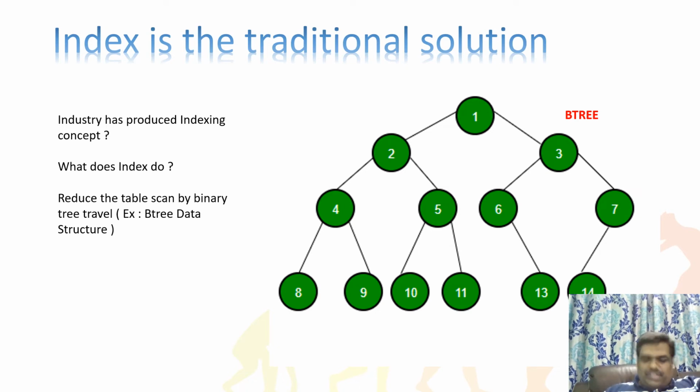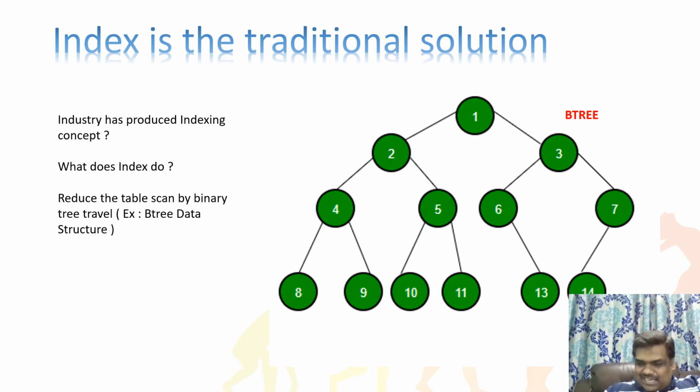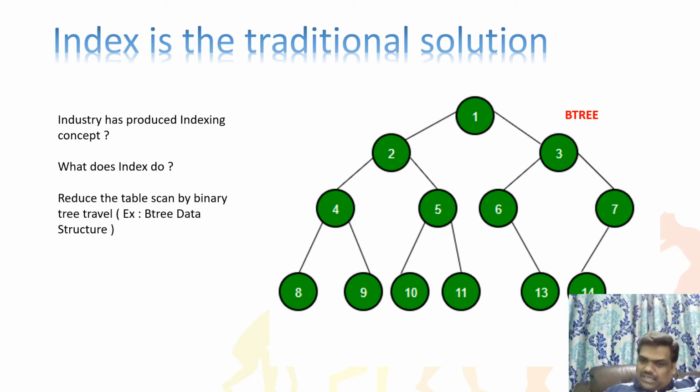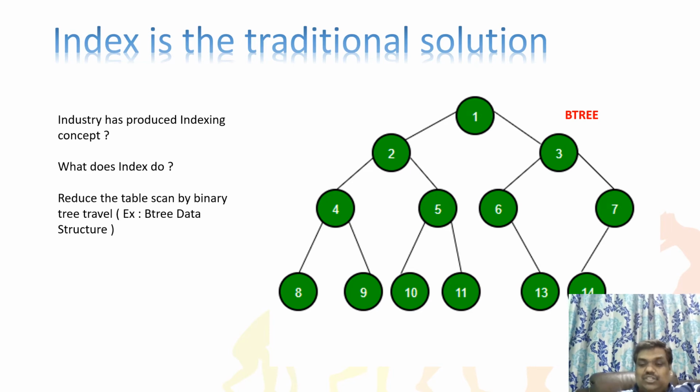Do we have any solution for that? Yes. Traditional RDBMS databases have a solution. The industry pioneers and research people already have a concept called index. Index is the traditional solution. We have a B-tree data structure, binary tree data structure. There are some tree data structures which avoid the table scan. You know, see, I want to search, for example, the salary.